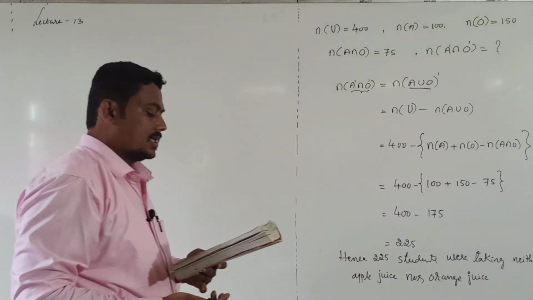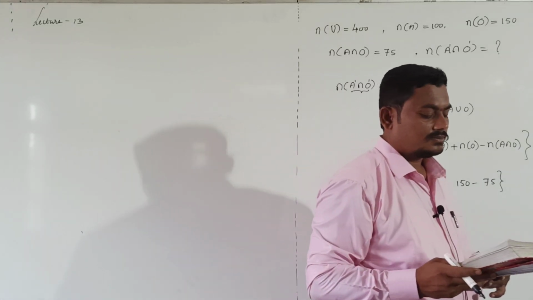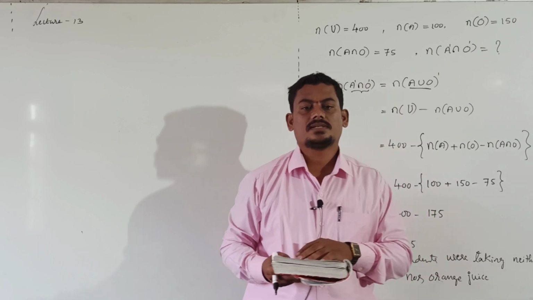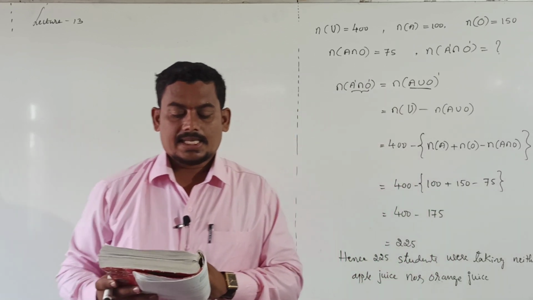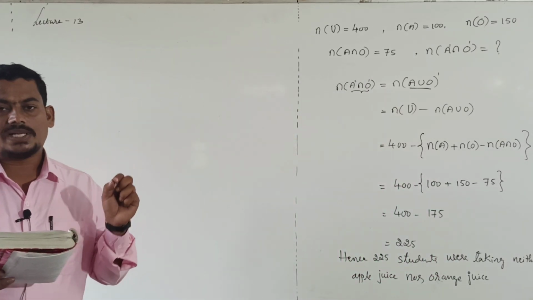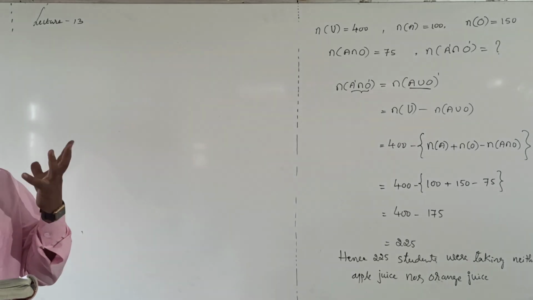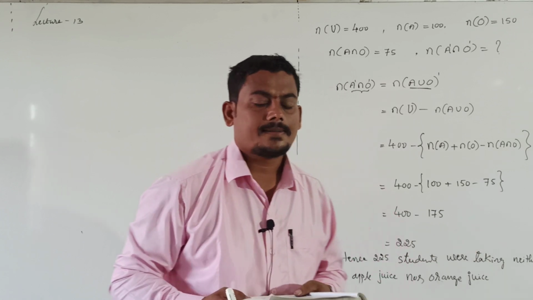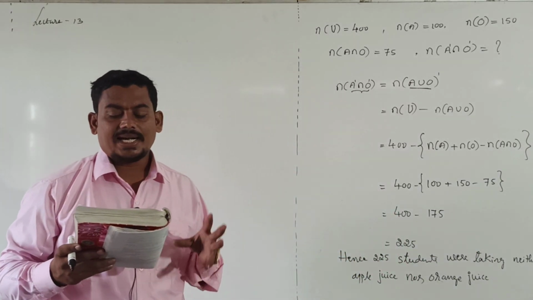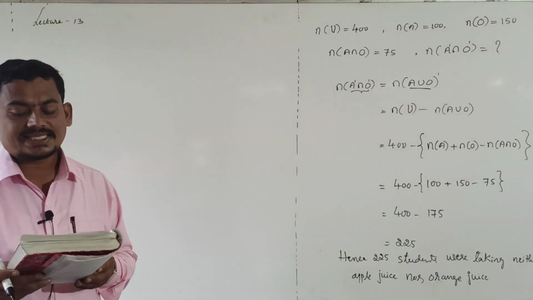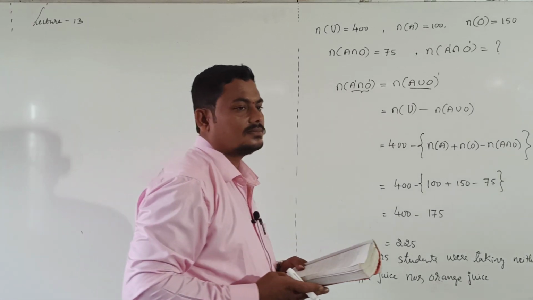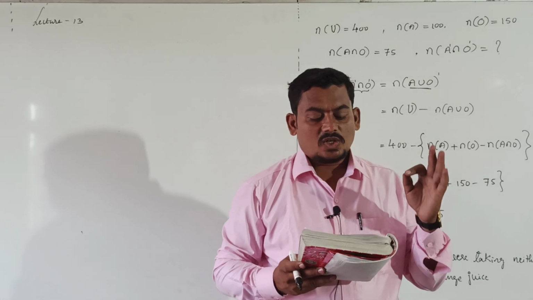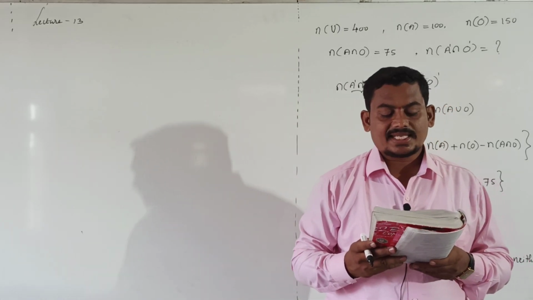Next, example 27 on page number 23. It's also a very important 3-mark question. There are 200 individuals in total, which means it is the universal set. There are 200 individuals with a skin disorder.